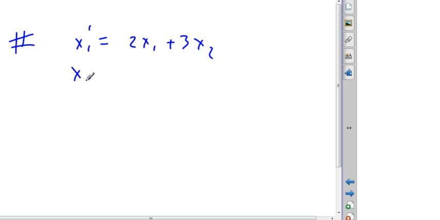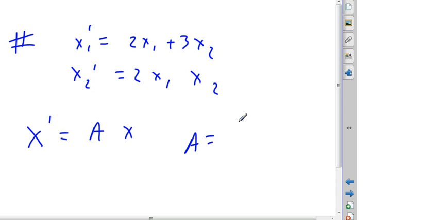Okay, so now we'll look at the problem set and make sure that we can do any of them. I'm going to look at problem number 2 in section 5.4, and I have x1 prime is equal to 2x1 plus 3x2, and x2 prime is equal to 2x1 plus x2. So I've got something in the form x prime is equal to Ax, where my A is the matrix 2, 3, 2, 1.